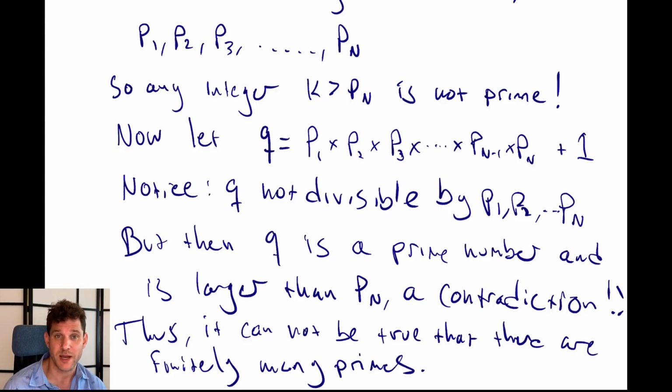This is a contradiction. We assumed that P sub N was the largest prime number, and suddenly we found a prime number which is larger than it. The only thing we can conclude here is that our assumption that there are finitely many primes is wrong. And therefore we can conclude that there must be an infinite number of primes. So there we have it.